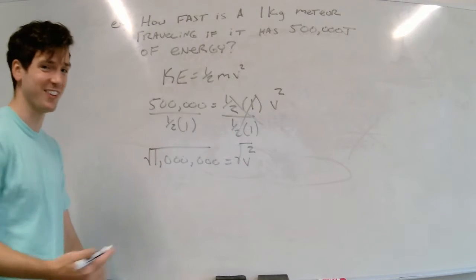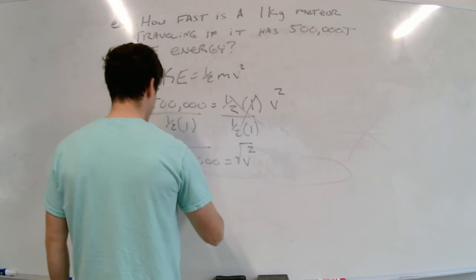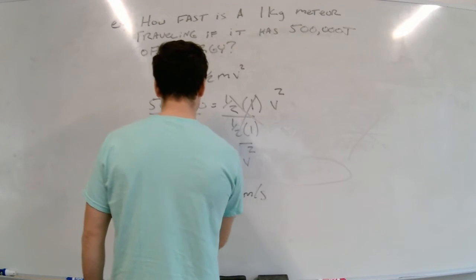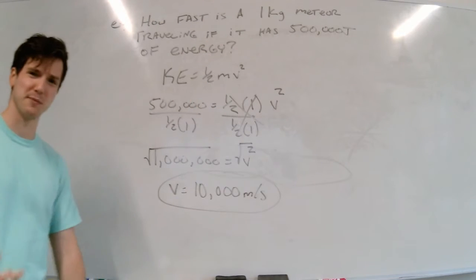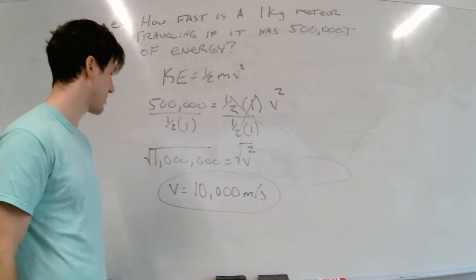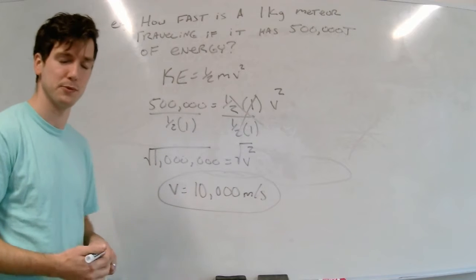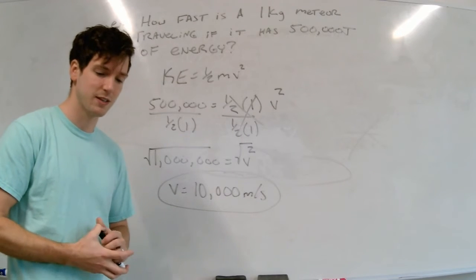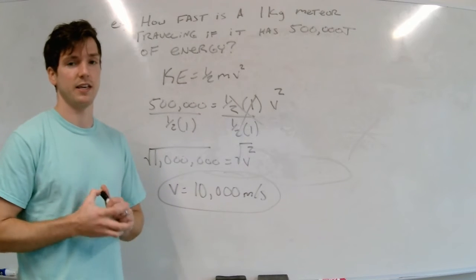And velocity, the square root of a million is just 10,000 meters per second. I don't know if that's, I guess that is possible for a meteor, I don't know. The speed of light is 3 times 10 to the 8th meters per second. So yeah, I guess that's possible. Maybe in space, maybe it got blasted out of a supernova or something like that. Okay, so that is kinetic energy.